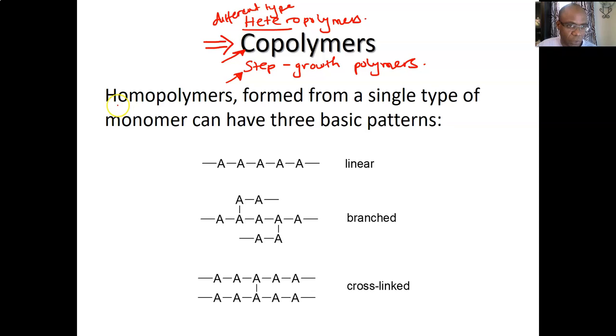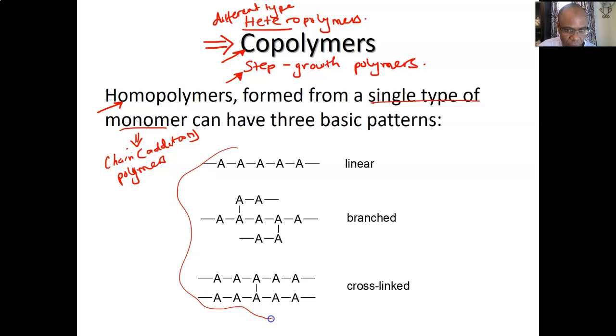So homopolymers that we just talked about are made from a single type of monomers, which is the characteristic of chain, or otherwise called addition polymers. But for copolymers, they will have different monomers in it. So for homopolymers, you'll have the same monomers, you see?